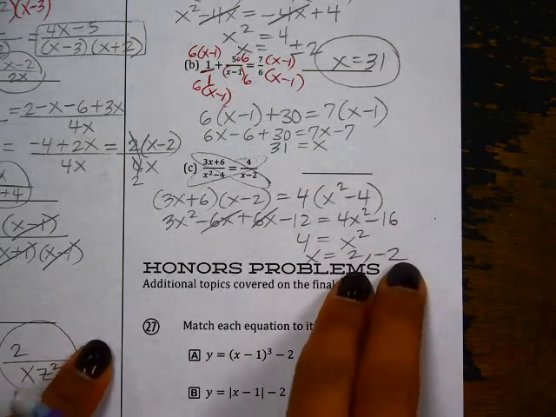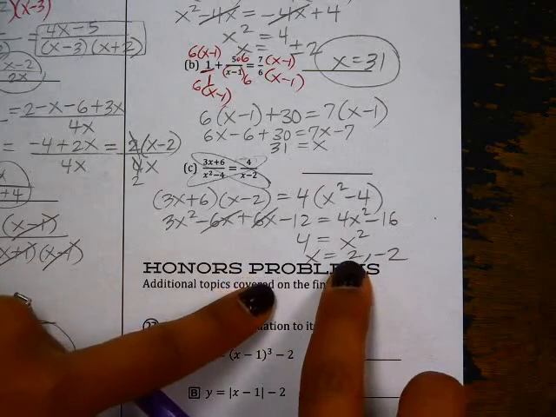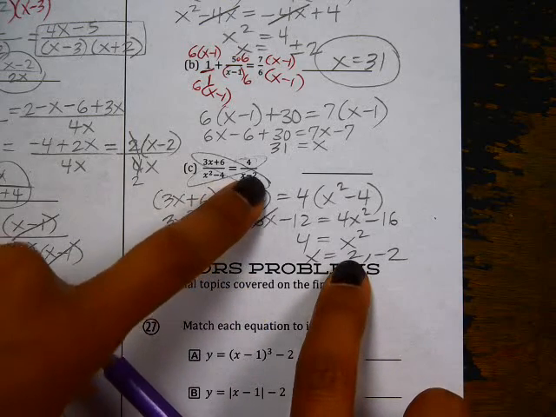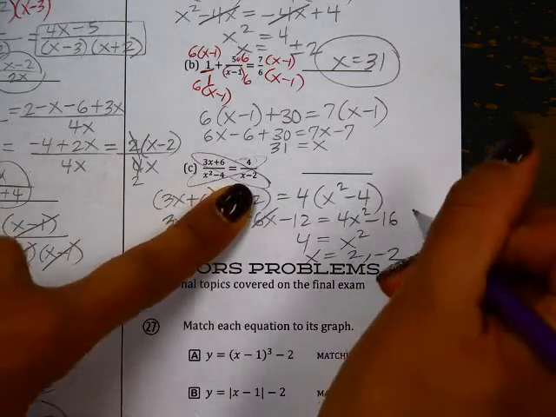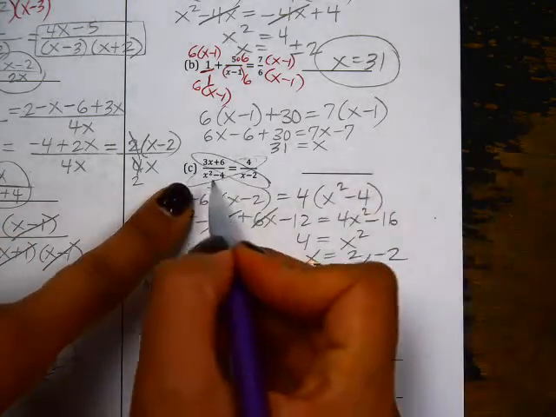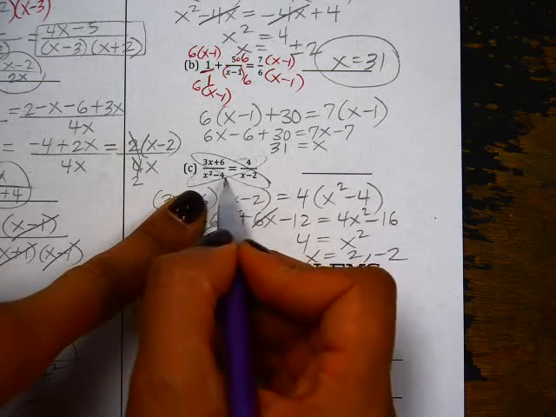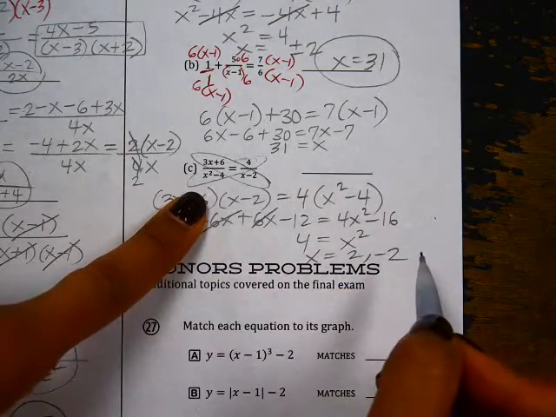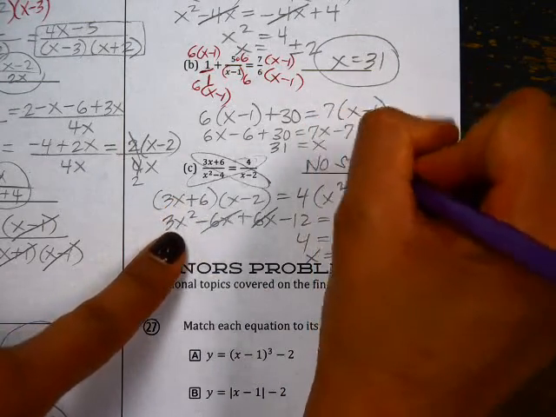We need to check for extraneous solutions, so we're plugging back in to see if the denominator becomes 0. If we plug a 2 in, both of these denominators become 0. If we plug a negative 2 in, this denominator becomes 0 because negative 2 squared minus 4 is equal to 0. So in this case, neither solution is valid, so this is a no solution.